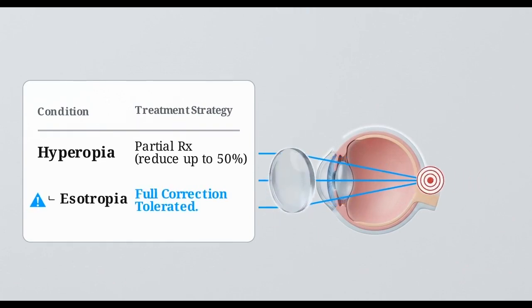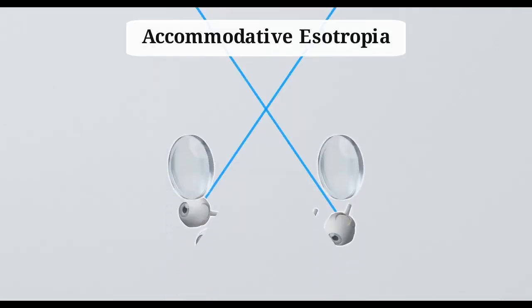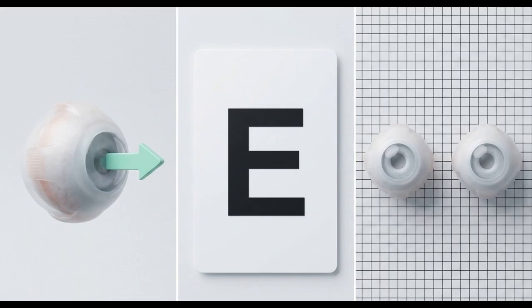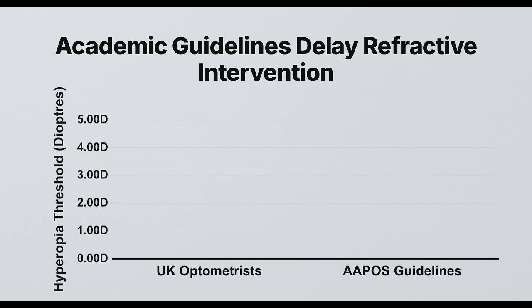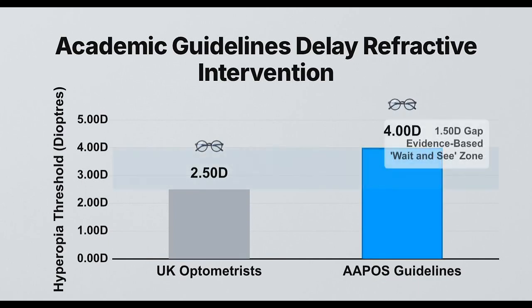This partial correction rule is overridden if the patient presents with accommodative esotropia. If an inward eye turn is diagnosed, the goal of emmetropization is set aside. The clinician prescribes the maximum tolerable plus correction to force binocular alignment. The final prescription is determined by the specific clinical goal: stimulating growth, resolving blur, or maintaining ocular alignment. This chart highlights the gap between common clinical prescribing habits and academic guidelines. While many clinicians intervene early, the literature suggests that wait and see is often effective until visual acuity or stereovision is compromised.